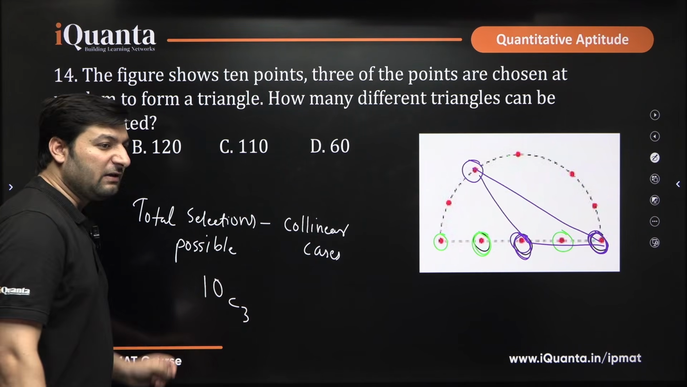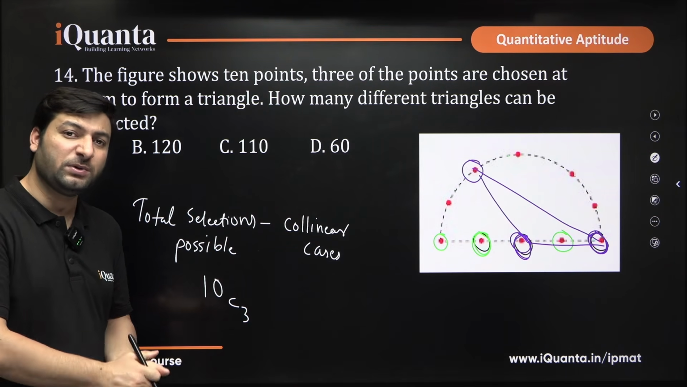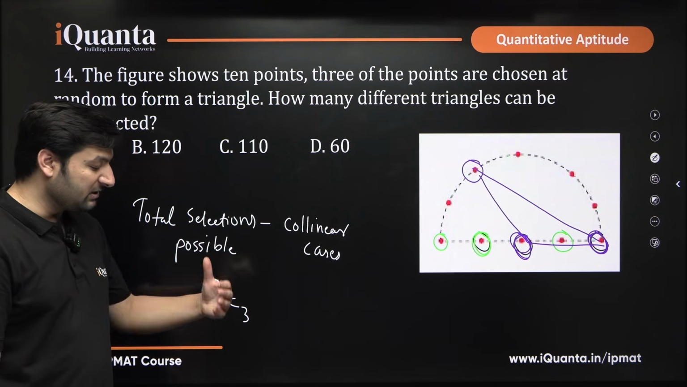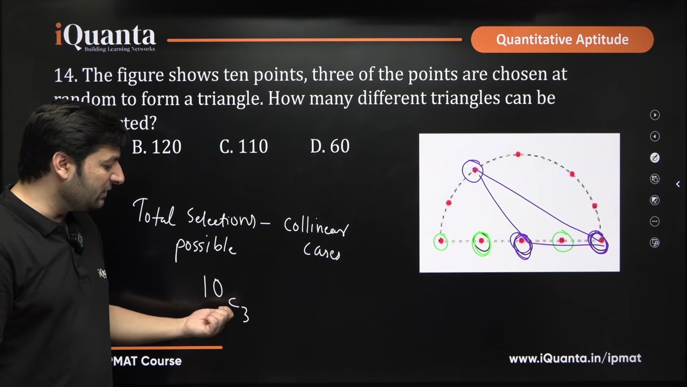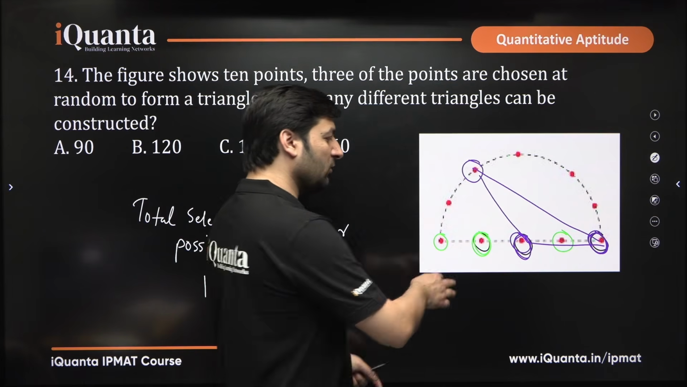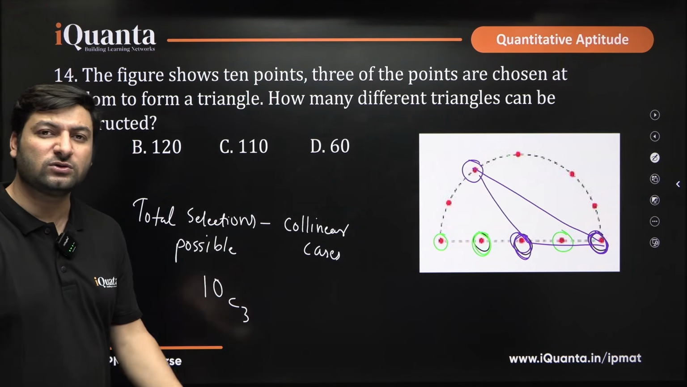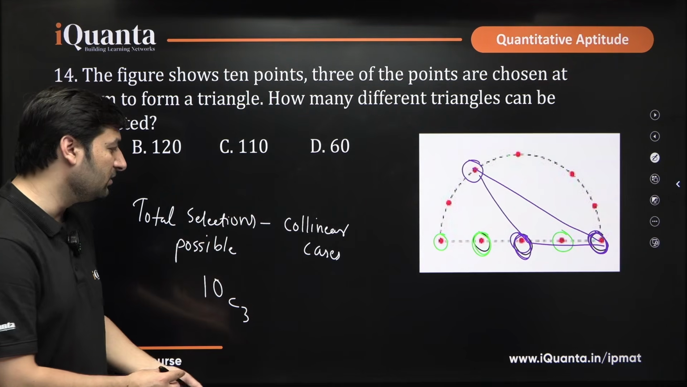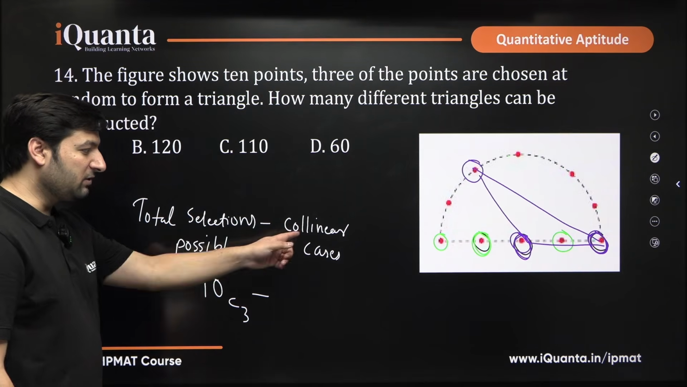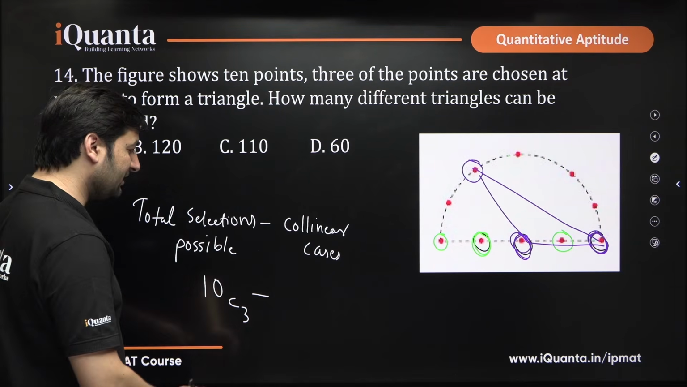If out of 10 I choose 3, that means I have chosen 3 points, and a triangle should be formed. But what is the guarantee that all these cases will form a triangle? They will also include cases when 3 collinear points are chosen. Those have to be removed, because they will not form a triangle and my answer will be wrong. So from the total number of ways possible, you have to deduct the collinear cases. How many collinear points did you have? 1, 2, 3, 4, 5. 5 points lay in a straight line.